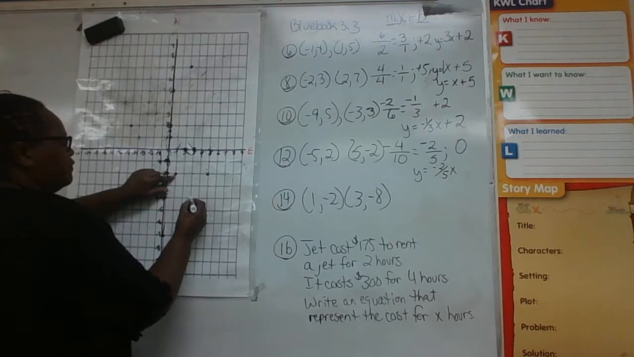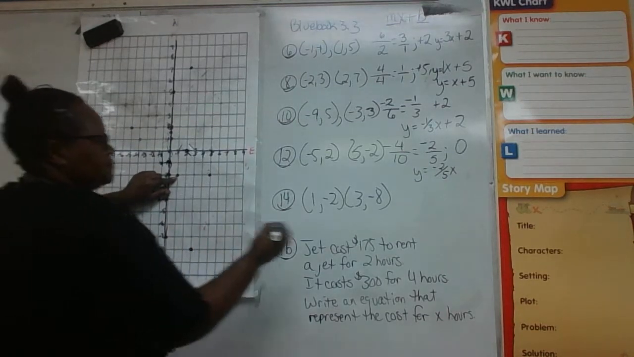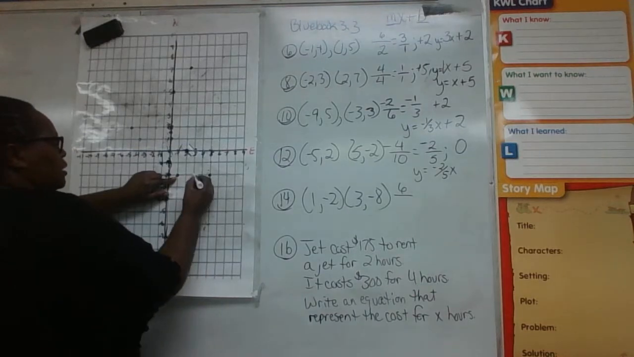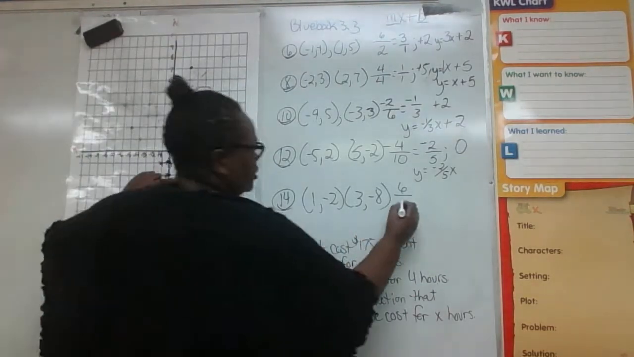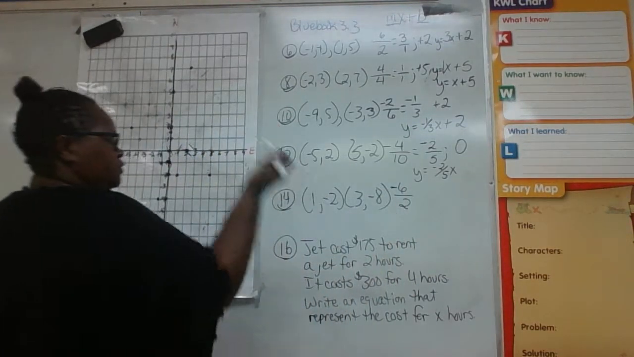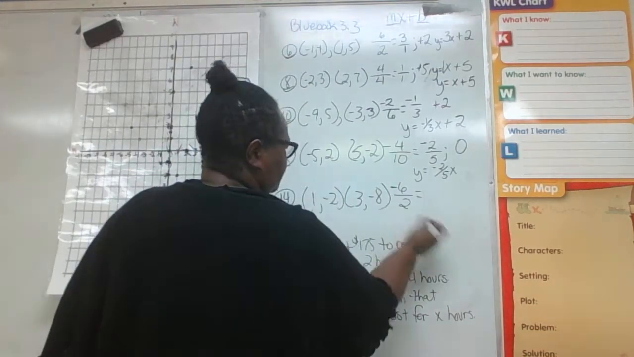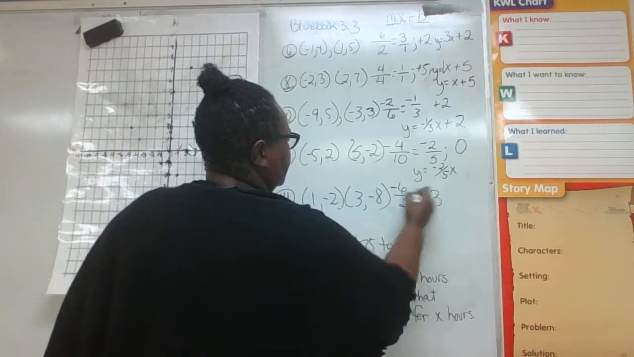1, 2, 3, 4, 5, 6. That's a rise of 6, and then a run of 1, 2. And it is negative because we moved to the left. So simplified, 6 divided by 2 gives us 3, so negative 3.